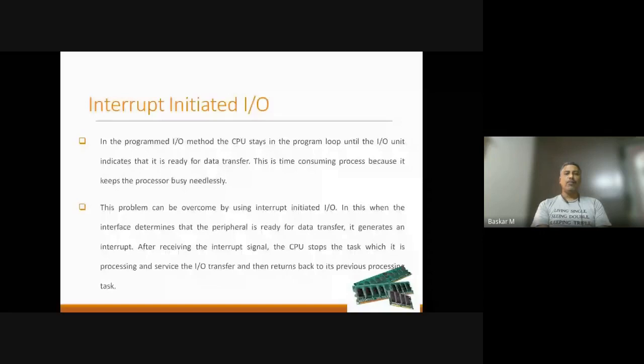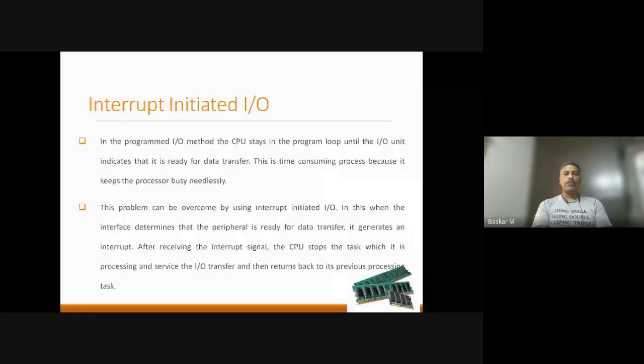The next one is interrupt initiated IO. In the program IO method, the CPU stays in the program loop until the IO unit indicates that it is ready for the data transfer. That's the problem we are facing in program IO. For example, now we are running an addition of two numbers program written in C. We declare two variables, A and B, and we try to get the two values. We just give scanf of %d %d, then ampersand of A, comma, ampersand of B. Like that we give the instruction.